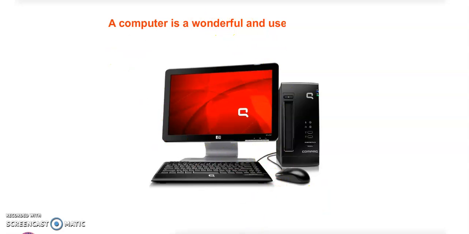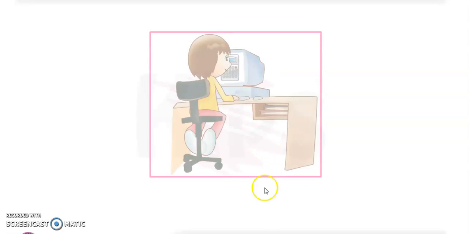Computer is a wonderful and useful machine. Why is it called a machine? Because it works on electricity. It helps us to do many things. We can do many things on a computer.